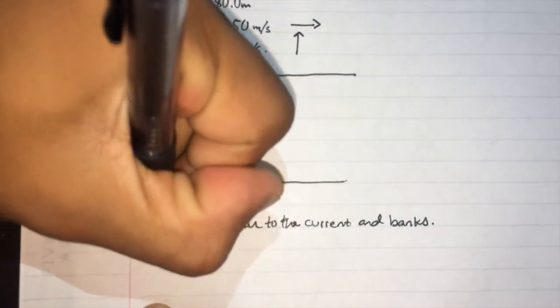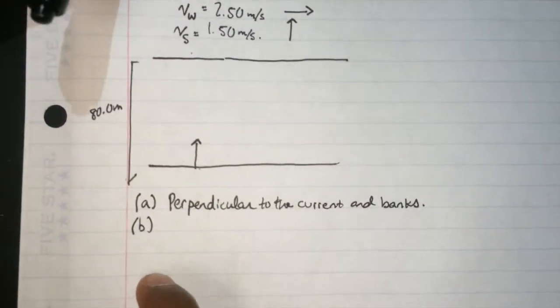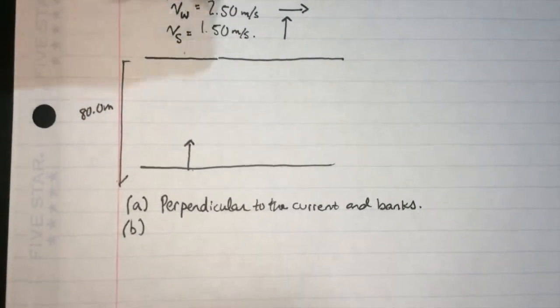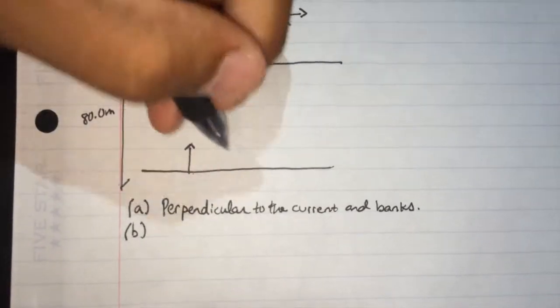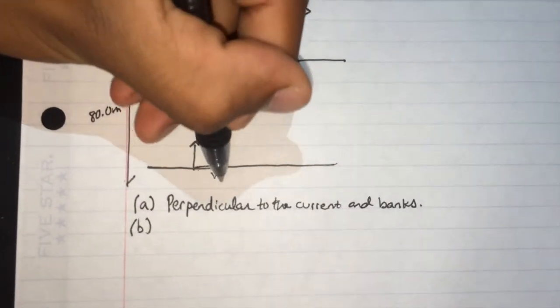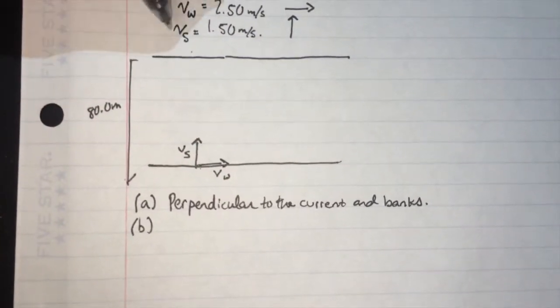Now in part B, they're asking how far downstream will you be carried. So one thing we need to know first is how much time do we spend in the water. So we're going to split this up into our components because we have our swimming component and the actual current component. So let's just figure out how long it takes based on our V swim.